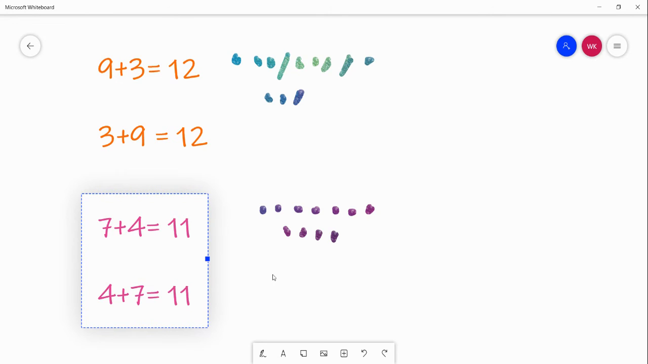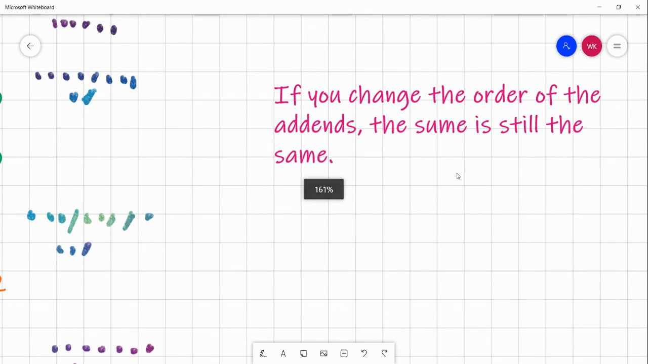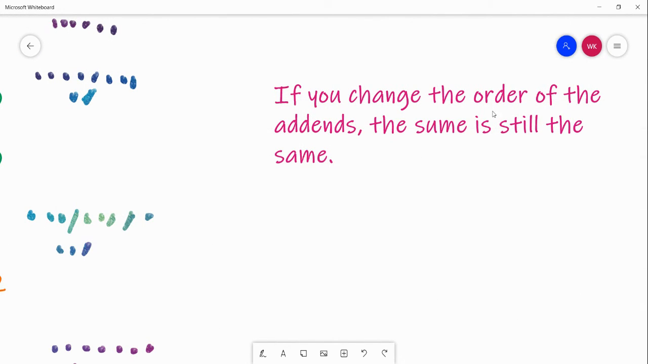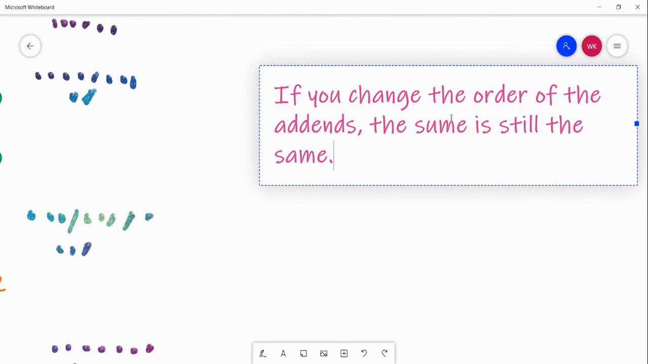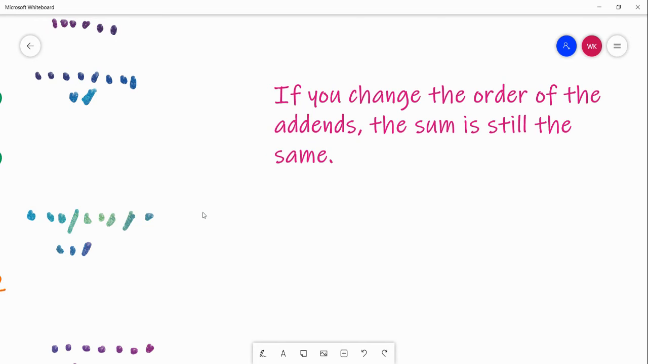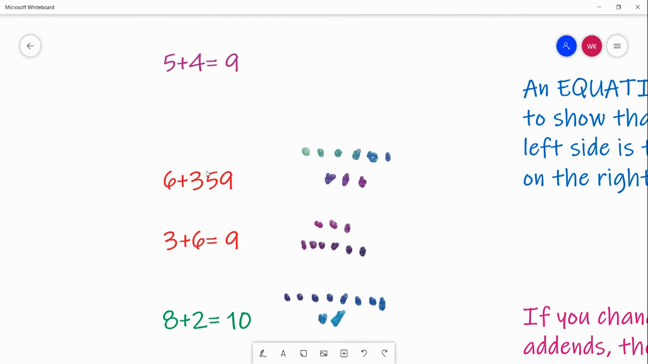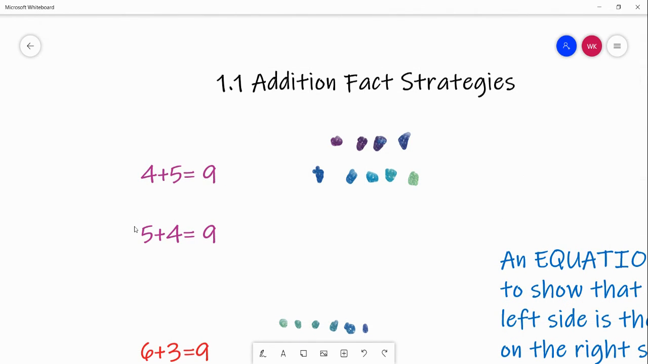So just changing around, remember, I wrote it on here for you guys. If you change the order of the add-ins, the sum is still the same. The sum is still the same, even if you change them around. So let's look back here. Oh, I didn't put an equal sign. There we go. So we have 4 plus 5 equals 9, and 5 plus 4 equals 9.